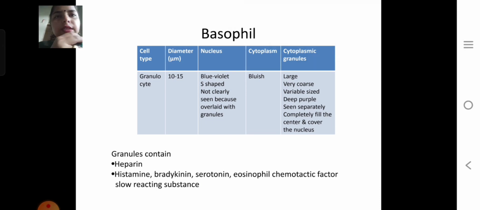In today's class, I will discuss basophils. Their cell type is granulocytes, with a diameter of 10 to 15 micrometers. The nucleus is blue-violet and S-shaped, not clearly seen because it is overlaid with the granules. Cytoplasm is bluish. Cytoplasmic granules are large, very coarse, variable in size, and deep purple, seen separately, completely filling the center and covering the nucleus. Granules contain heparin, histamine, bradykinin, serotonin, eosinophil chemotactic factor, and slow reacting substance.